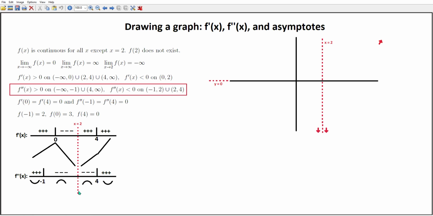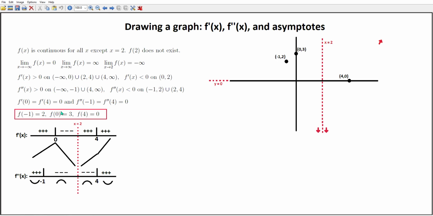Now we have most of the information that we need to draw an accurate sketch of the graph. The only thing we really need is a few points that we know for sure on the graph, and those are given by these values. You can see that we have included those values on the graph. And now we're just going to start drawing the graph.